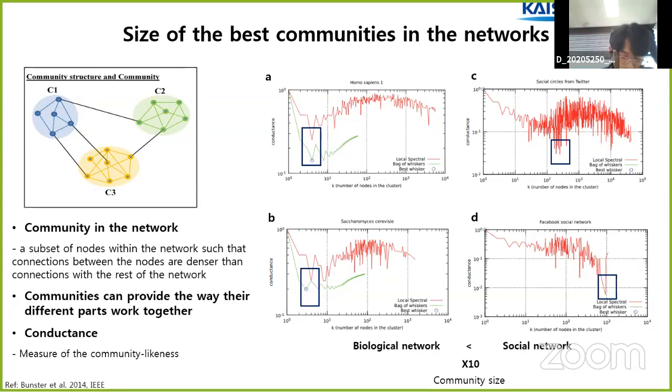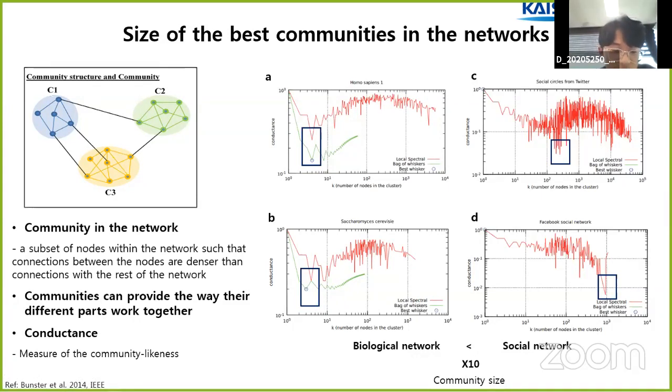And community detection is important to analyze both networks. This is because communities can provide a better understanding and insight into the fine-grained structure and the way their different parts work together. So the right figures represent the network community profiles in the biological networks and social network.